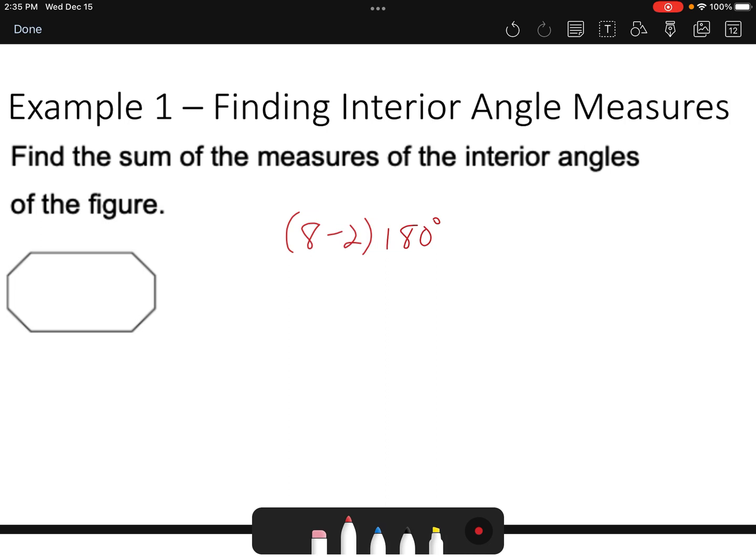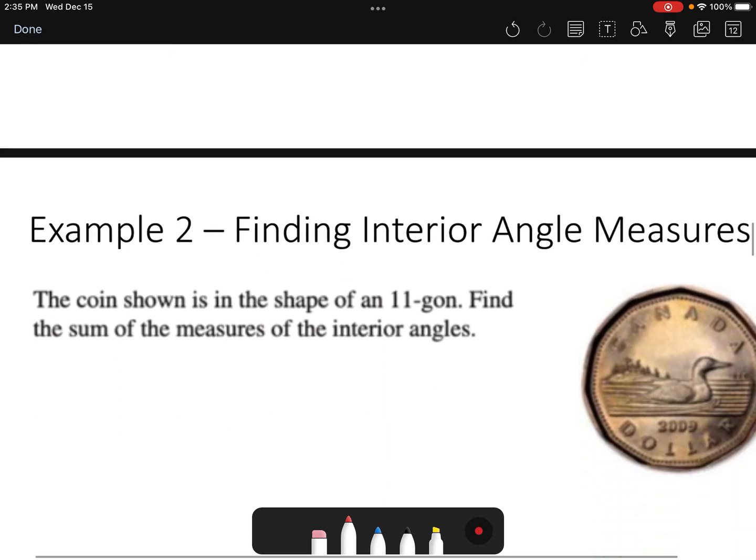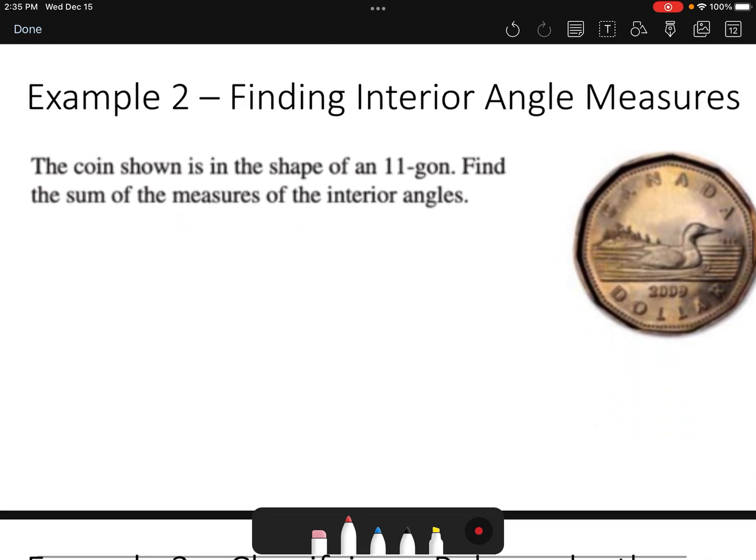So that would be, let's see, 6 times 180 is 1080. My calculator's on its last leg. I have to get this thing plugged in here. Okay, the coin shown in the shape of an 11-gon.